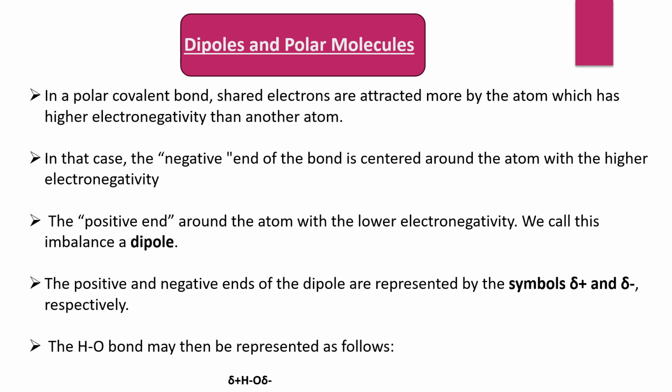Dipoles and polar molecules. In a polar covalent bond, shared electrons are attracted more by the atom which has higher electronegativity than another atom. In that case, the negative end of the bond is centered around the atom with the higher electronegativity, and the positive end around the atom with the lower electronegativity. We call this imbalance a dipole. The positive and negative ends of the dipole are represented by the symbols delta plus and delta minus respectively. The H-O bond may then be represented as follows, where delta plus is around H and delta minus is around O.